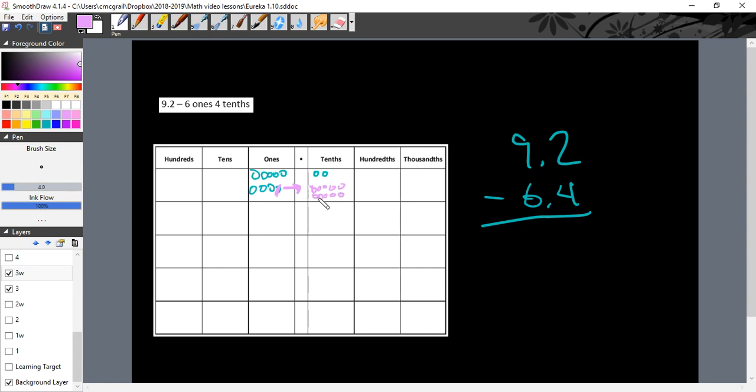Instead of 2 tenths, I have 12 tenths. So that's where this 2 becomes a 12. But that wasn't free. I had to decompose one of my ones. So now I don't have 9 ones. Now I have 8.